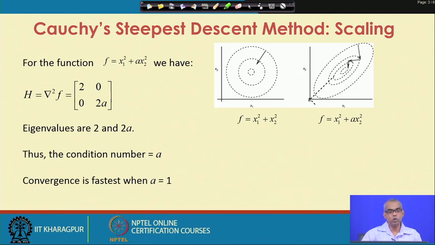Consider the function x1 square plus a x2 square, compute the Hessian and you get the matrix 2 0 0 2a. So, the eigenvalues are 2 and 2a. So, the condition number is 2a by 2 equal to a. So, when the condition number is 1, that means a equal to 1, the convergence is fastest.